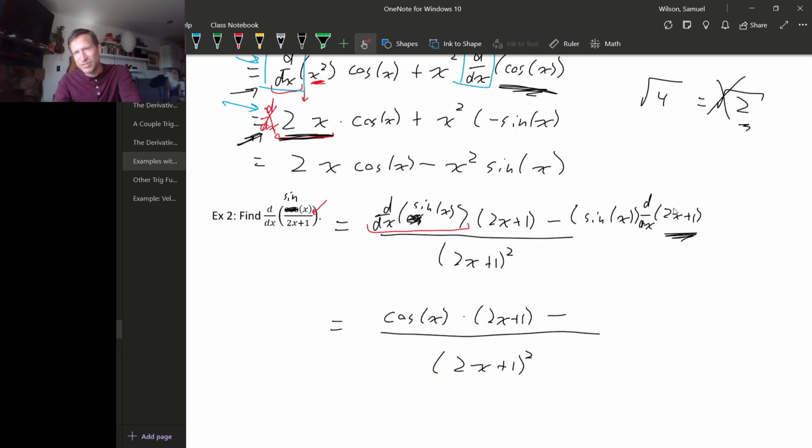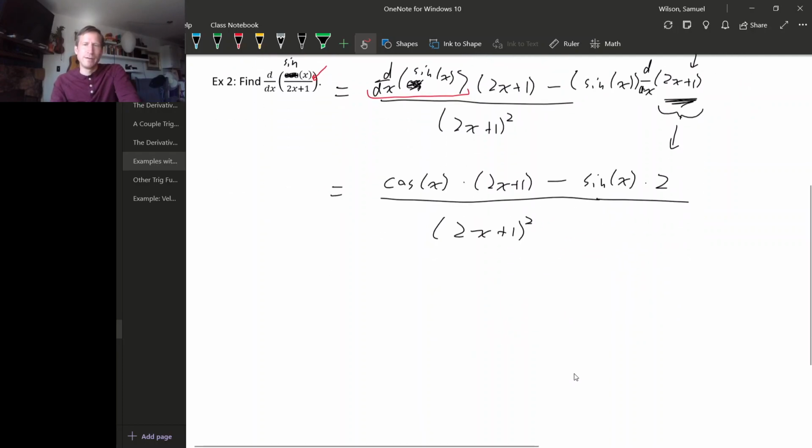But we can use the sum rule for that, and the constant multiple rule and the power rule. So sine of x times, and then the derivative of 2x plus 1 is just 2. All right, and now we don't have any d dx's left. That means we're done. We should simplify this, but I don't think that this really simplifies in any nice way. If you multiply this out, there aren't any like terms, and so we might as well just leave it the way it is.